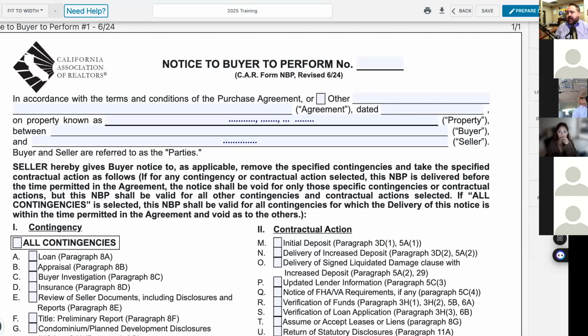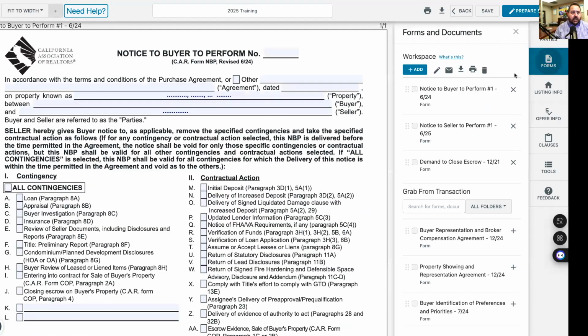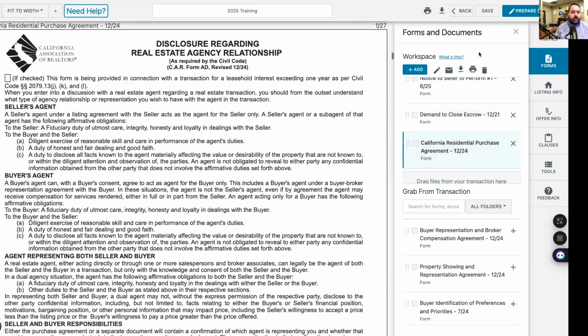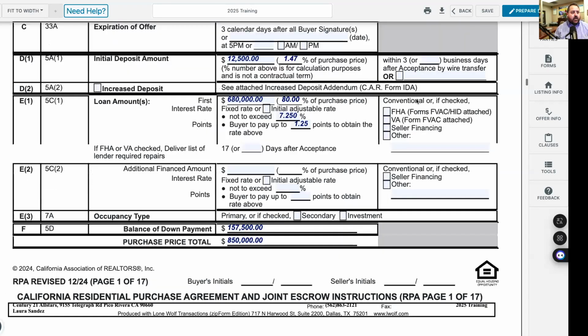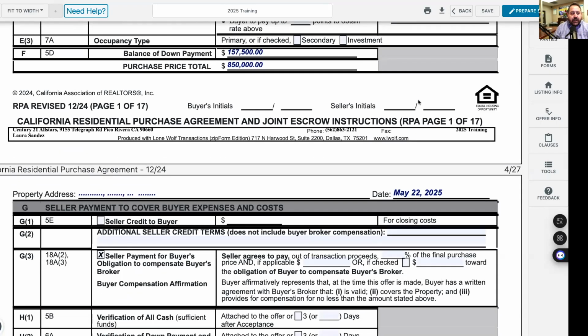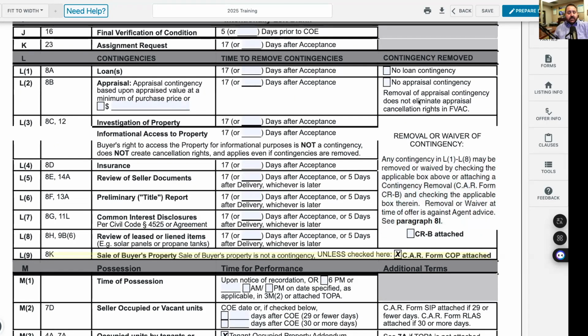Right now you're looking at the notice to perform, but what I want to do first is look at the purchase agreement and go to where the time periods are. When we're writing the offer and looking at paragraph 3, there is a set of contingencies and time periods. The defaulted time periods, we've gone over this a number of times, are 17 days for your loan, 17 days for appraisal, 17 days for investigation, 17 days for informational access.